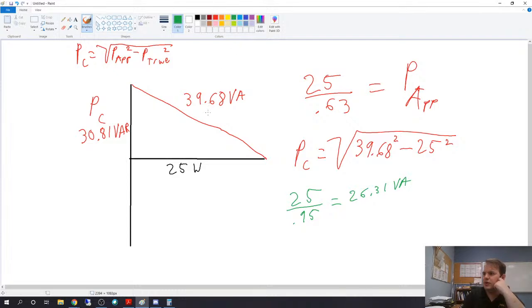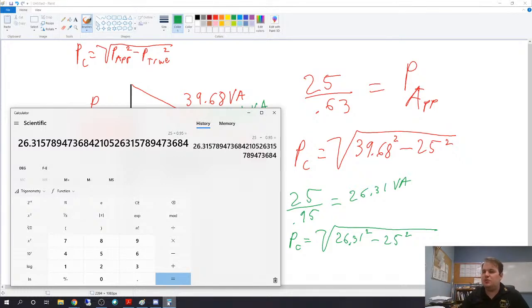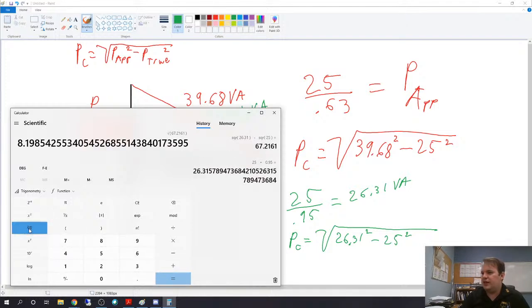So now we have 26.31 volt-amps. Now we do that calculation again. PC is equal to the square root of 26.31 squared minus 25 squared. Once we have where we are and where we want to be, we can subtract them from each other. 26.31 squared minus 25 squared equals, and the square root of that is 8.19.